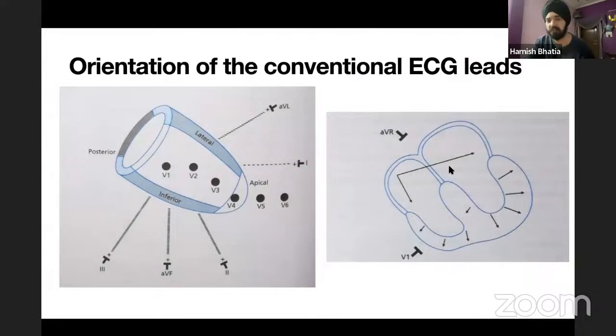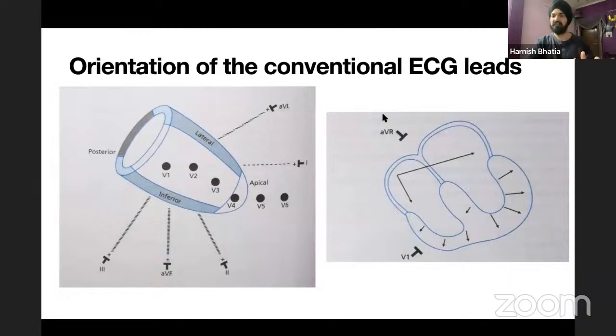So what is the orientation of the conventional ECG leads? We have seen there are 12 ECG leads conventionally. How do they orient? Now everything comes to the left ventricle. We've seen the right ventricle is not that important. Atrial activity is denoted by the P wave. The main thing the ECG is used for is the left ventricle. It tells us about the other structures also, but the main thing is the left ventricle.